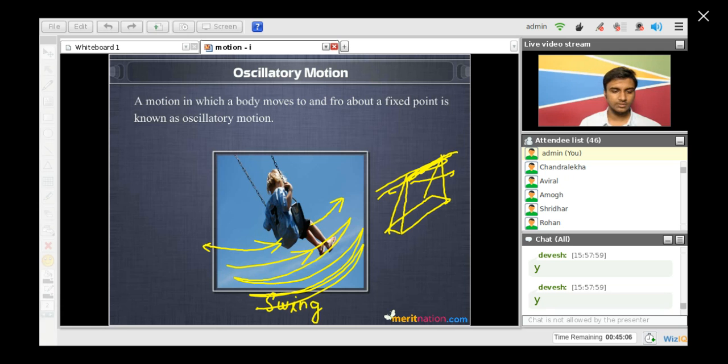So it moves first forward, then backward, and it continues to move in that manner only. That is called oscillatory motion. In rectilinear motion, bodies move in a straight line, in rotatory motion they move in a circular path, and in oscillatory motion they move to and fro.